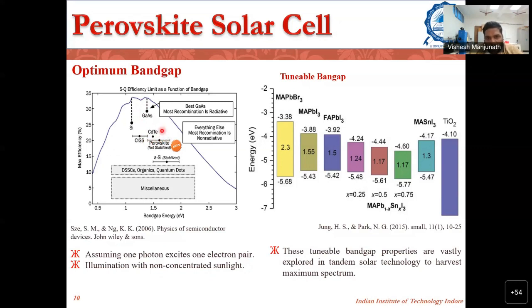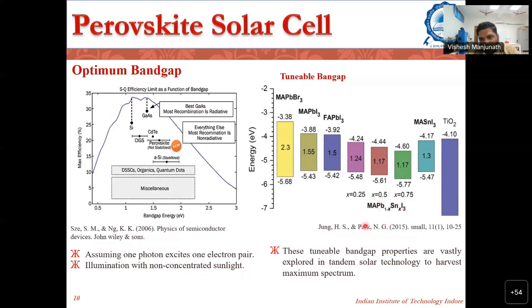So with this tunable band gap in the structure, MAPbI3 is again, see the organic part, this is the inorganic part, and this is the halogen part. So when you replace either the organic part or the inorganic part with Sn and things like that, you can change the band gap. You're replacing the atom and changing the band gap, and you can tune the band gap somewhere close to 1.2 electron volt. So it is almost near silicon cells. Then the maximum efficiency you can achieve is around 34%.